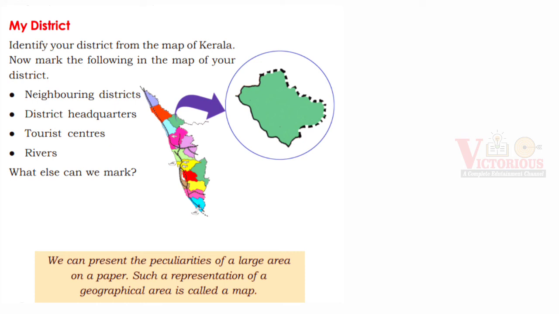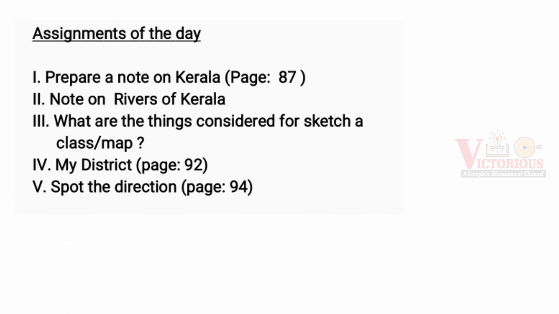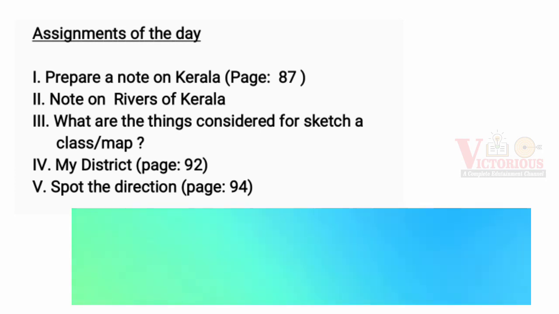Anyhow, let's see what is a map. Okay, a definition we can give. We can present the peculiarities of a large area on a paper, right? Such a representation of a geographical area is called a map. Do you understand? So, a map is a representation of a geographical area. That is called a map. So, that's all today, guys. If you have any doubts, we will discuss later.